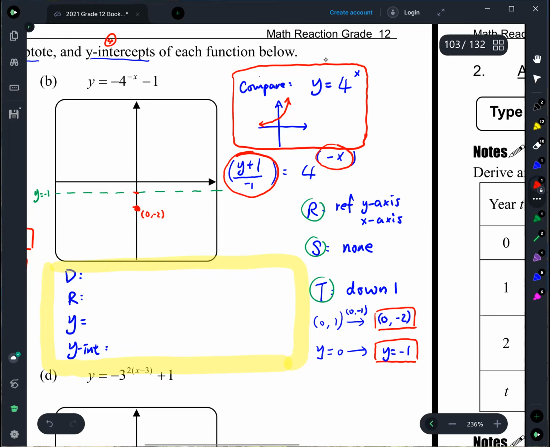Think about the basic one, okay? The basic means the one in the red box. That's where you start. And then think about how each of the RST will affect that basic. If I flip that over the y-axis, what does it look like? If I reflect that over the x-axis, what does it look like after that? And then I need to move it down right by 1, where would it go? Just going in the order of RST.